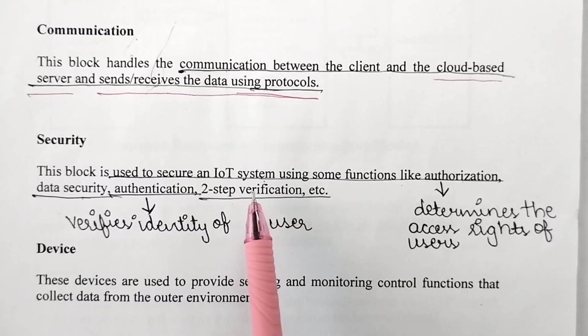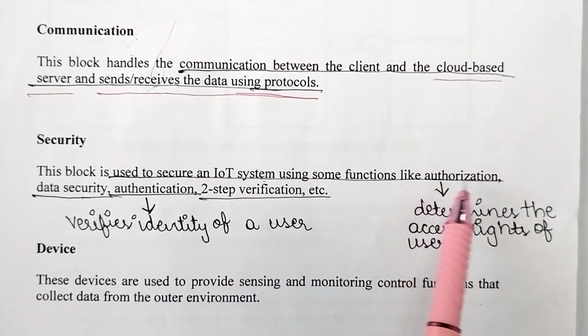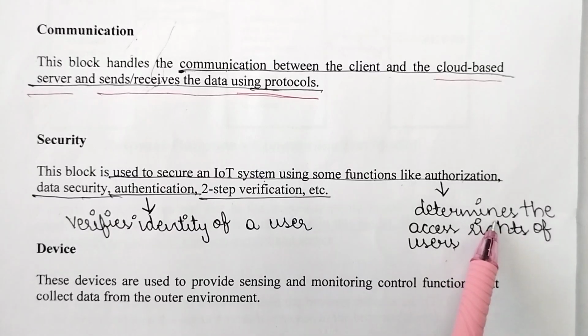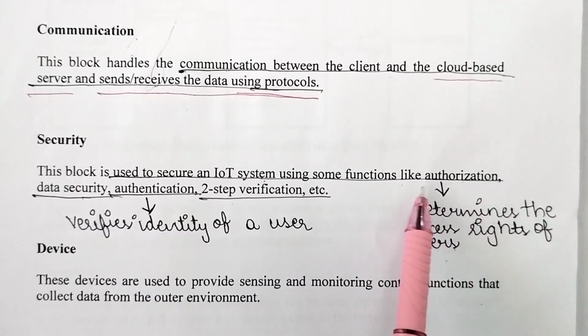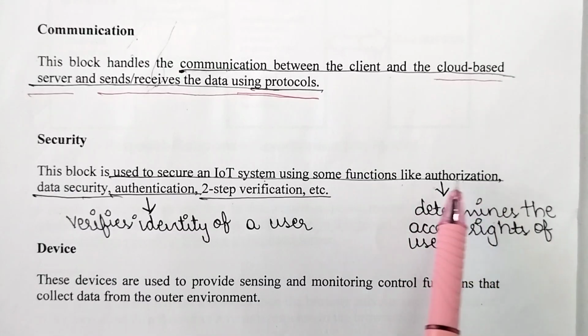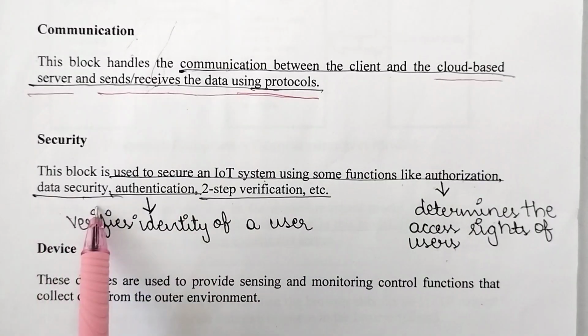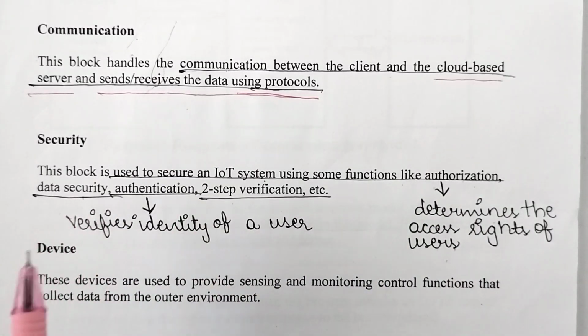How does it provide security to the IoT system? Using some functions like authorization. What is authorization? It is determining the access rights of the user, whether you are authorized to just write the data, or just read the data, or both read and write the data. Accordingly, you will be granted access to the data as per the authorization that is provided to a particular user. Then data security, making sure that the data is properly encrypted and decrypted while being communicated so that it cannot be hacked easily.